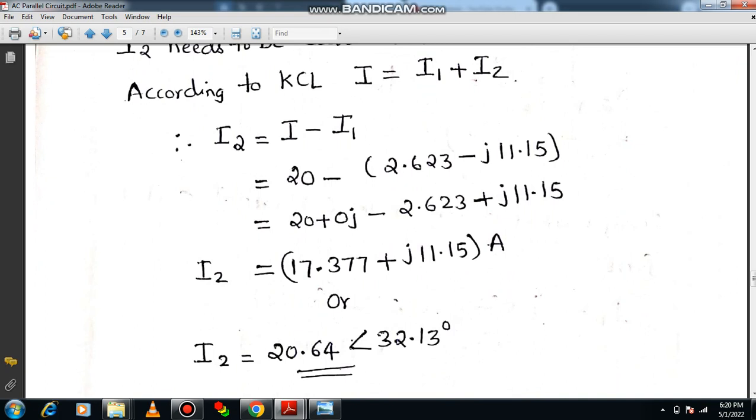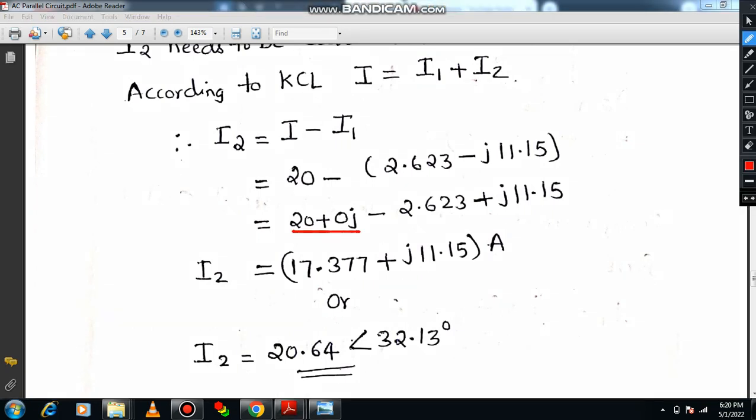Now what you can do is the simplification. 20 means 20 plus 0 J, right? So this you can write as it is. Whenever you are removing the bracket, the sign will be positive. Please be careful while simplifying. So I2 you will be getting in rectangular form as 17.377 plus J11.15. Please convert rectangular form into polar form. It becomes 20.64 angle 32.13.